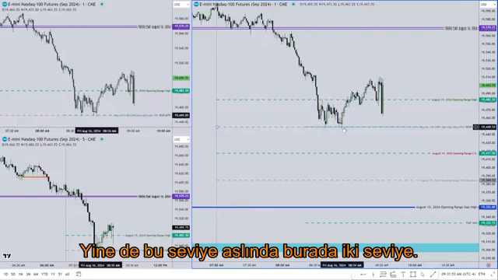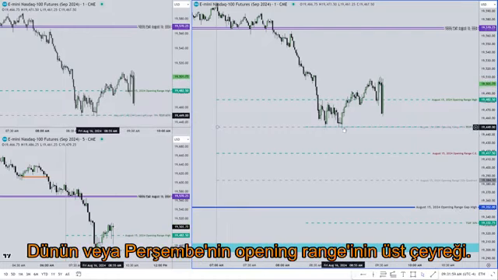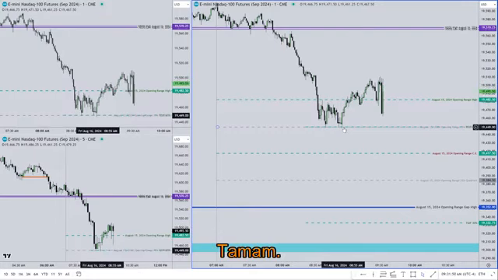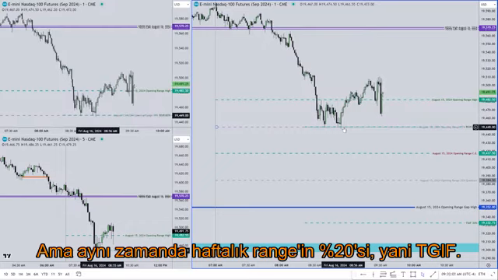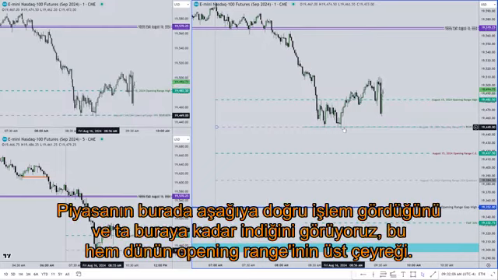this level, it's actually two levels here. It's the upper quadrant of Thursday's opening range. Okay, and I'll show you what that is in a second. But it's also 20% of the weekly range. So that's TGIF.